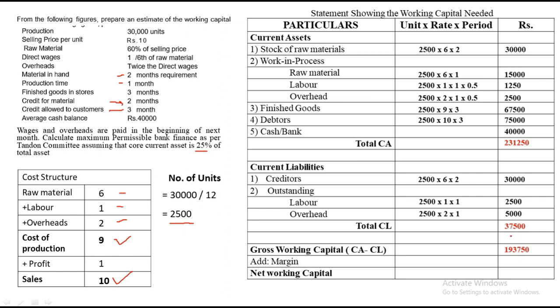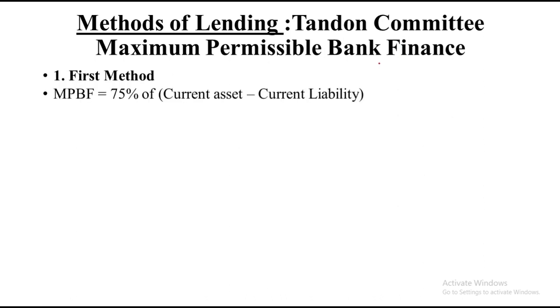Now let us see how to find the maximum permissible limit. In order to find it, we'll have to use the Tandon committee formulas. There are 3 methods. Number 1, the formula is the maximum permissible limit is 75% of current asset minus current liability. So it is nothing but 75% of 2,31,250, that was our current assets, minus current liability, that was 37,500. We will subtract it. Whatever amount you get of that, we have to take 75%, and that amount will come to rupees 1,45,330. So this is the maximum limit which the bank can give you as a loan under the first method.